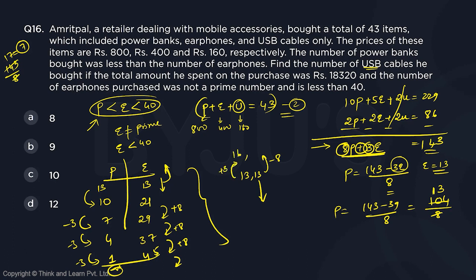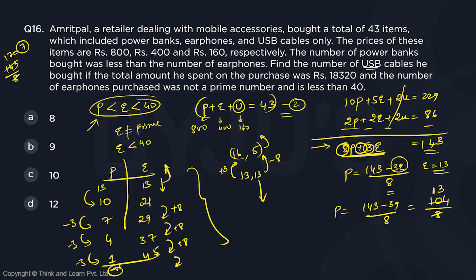So this is 16, and 13 minus 8 is how much? 5. You can go backwards another 8, but then it will become negative. So what are the values you have? All these. So 16, 5, 13, 13, 10, 21, 7, 29, 4, 37, and 1, 45. These are the possible values.